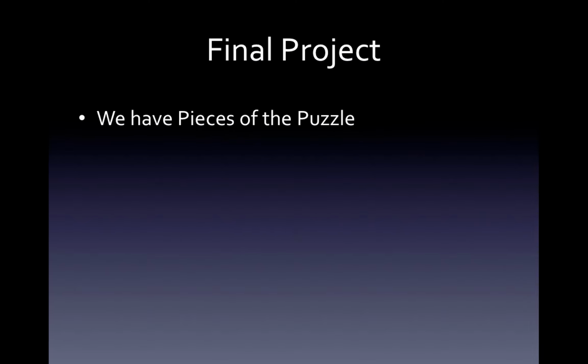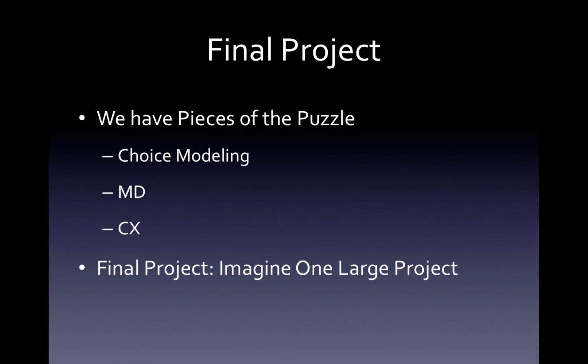All right, so the final project. In class, we've done what I'll call pieces of the puzzle, and they've all been individual presentations, right? We had one for each of those classes. We had one for choice modeling, one for MaxDiff, and we are about to have three for CX. The final project, though, imagine it's one large project, one gigantic survey. It's one presentation. So we're getting away from multiple presentations and going to the concept of one really big presentation. And in this really big presentation, we should be having choice modeling, conjoint, MaxDiff, and CX.